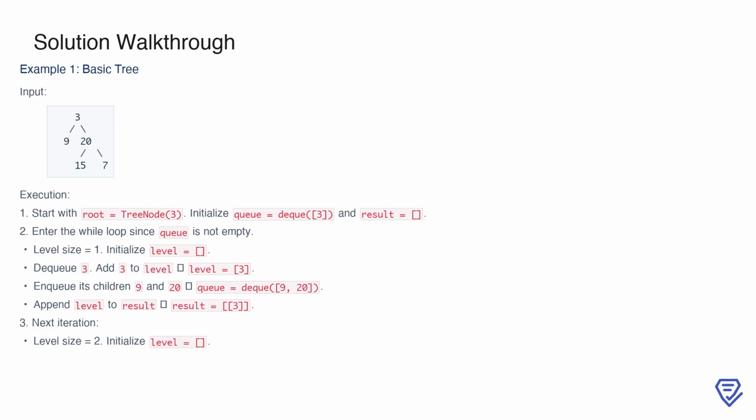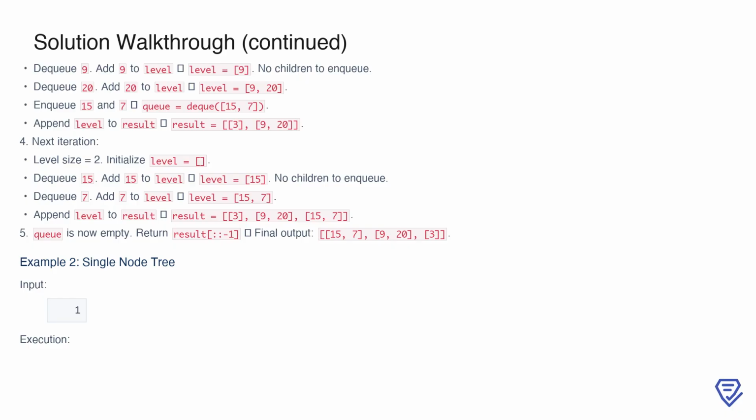As long as the queue is not empty, we process each level. Initially, the queue contains only the root, so the level size is 1. We dequeue the root node 3, add it to the current level list, and enqueue its children 9 and 20. This completes the first level, and we append the list [3] to the result. Now, the queue contains nodes 9 and 20, and we proceed to the next level of the tree. At the next level, the queue has two nodes, so the level size is 2.